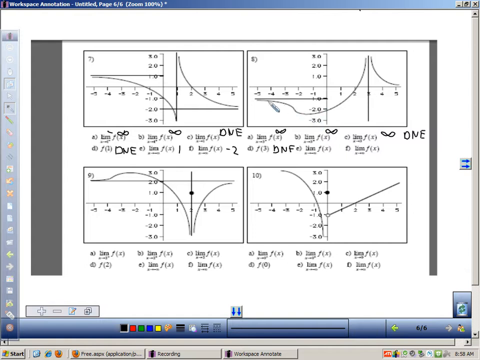The limit as x approaches negative infinity, as we go to the left, what's our limit? We have a horizontal asymptote and it's at -1. So our limit is -1. And as we go further and further to the right, as we go to positive infinity, our function approaches 0. 0 is our horizontal asymptote. So as we go towards positive infinity, our function goes towards 0.